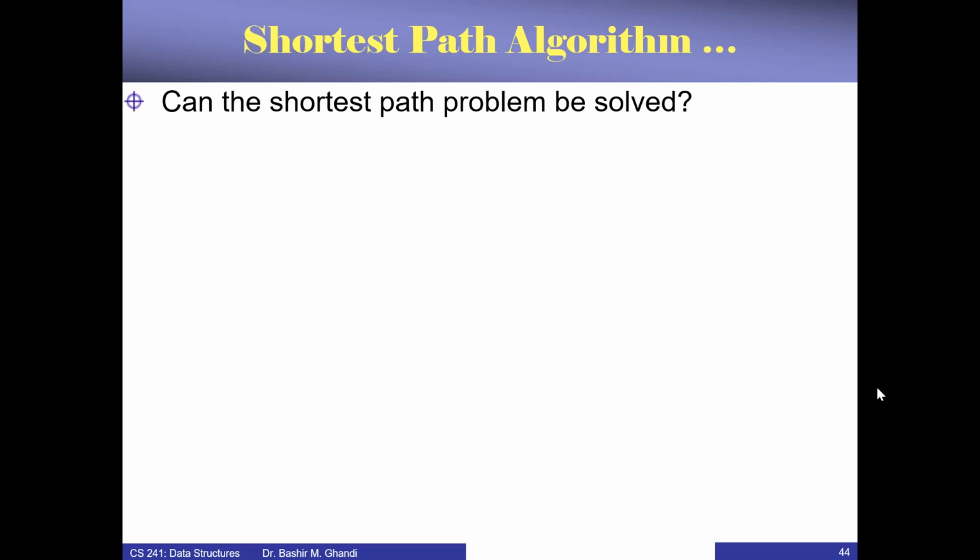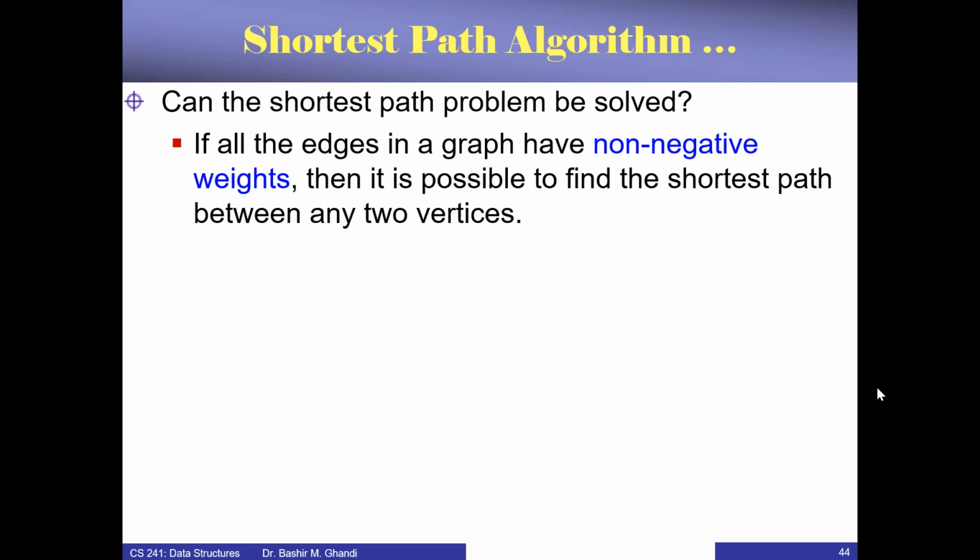So here we are trying to answer, is the shortest path problem well defined? Can it be solved? It says here, if all the edges in a graph have non-negative weights, so they all have 0 or positive values, then it is possible to find the shortest path between two vertices.